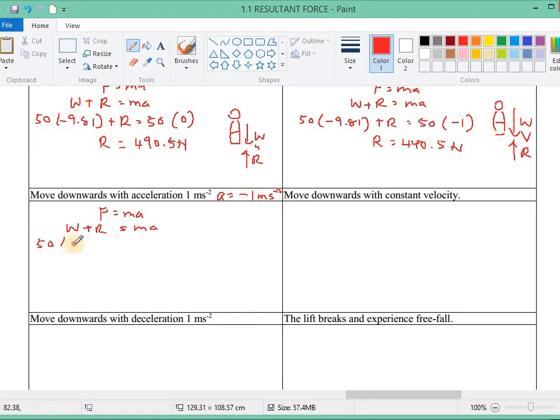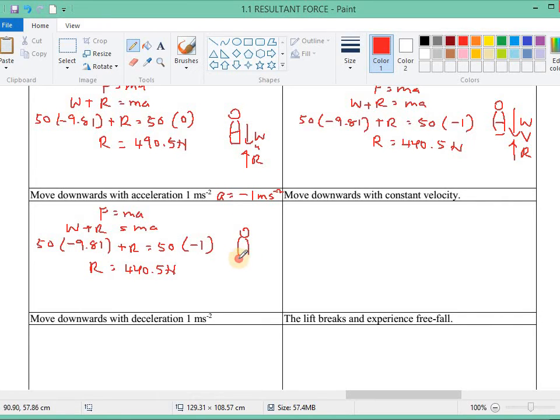Weight is 50 times negative 9.81. Mass is 50, acceleration is negative 1. So now it is also 440.5 Newton. Okay, so you see again, it is smaller. The reaction is smaller than the weight.